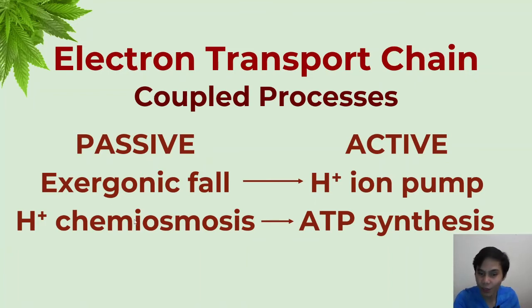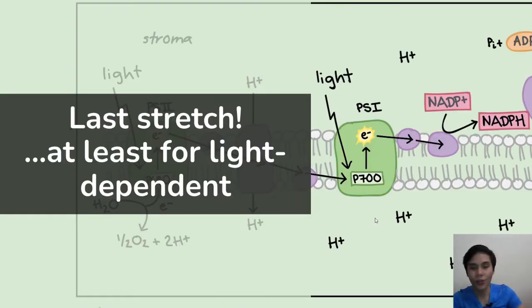And that passive transport will power your ATP synthesis. So again, two pairs of coupled processes will end up creating ATP for your plant or for your photosynthetic organism. So now we move on from the electron transport chain to the final stretch of your light-dependent reactions, your PS1 or your photosystem 1. Right?